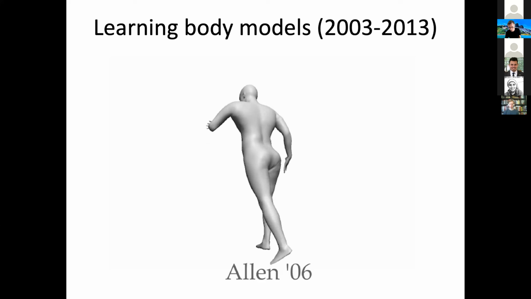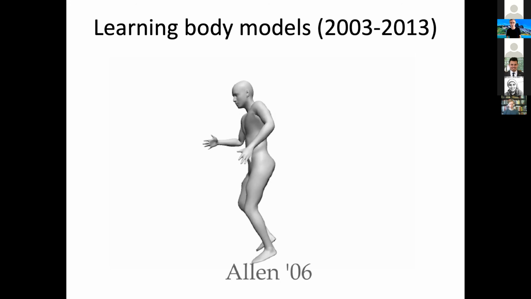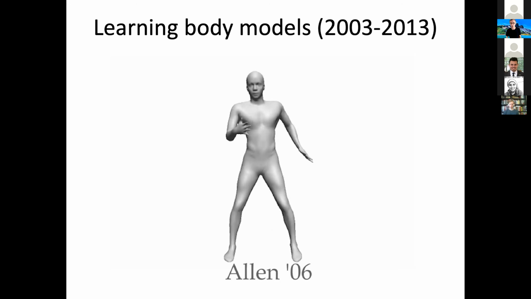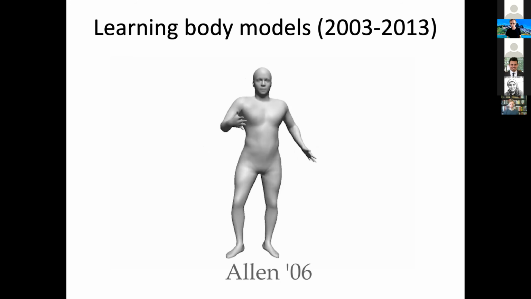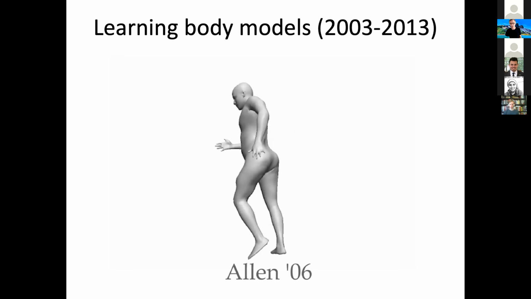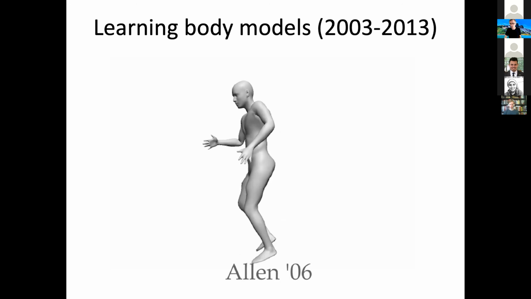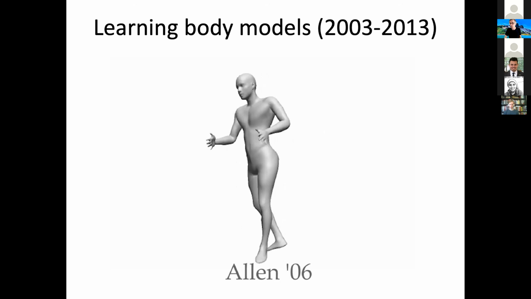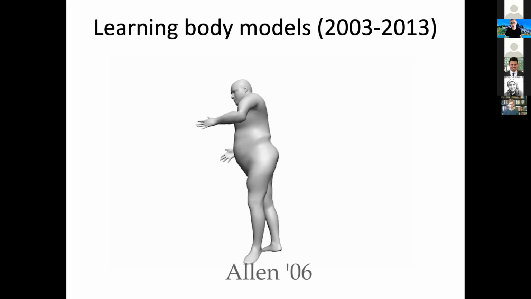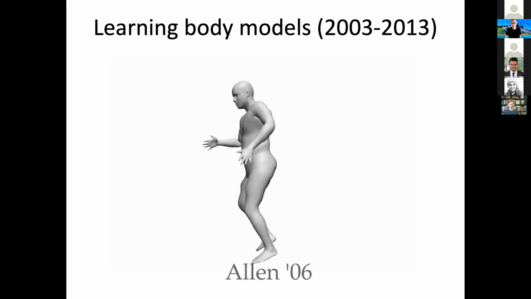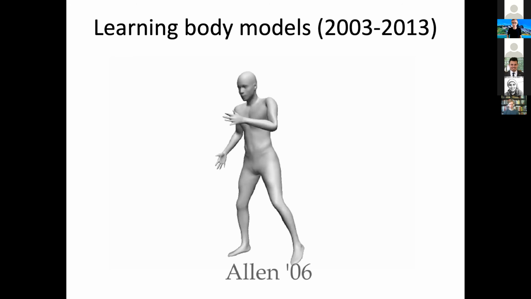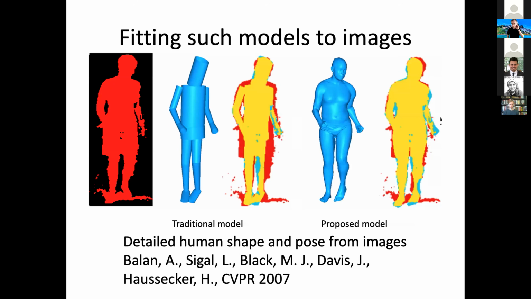Brett Allen proposed a model in 2006 where he could change the shape of the person and its pose. It was formulated really quite properly. It was a good model. He just didn't have the training data to do it. It was a little too complex to optimize. But he was really on the right track in 2006.